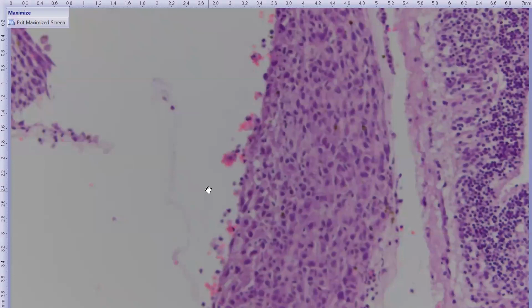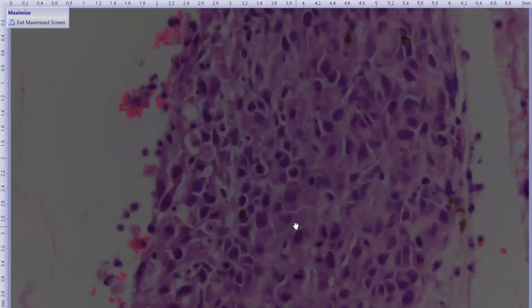Just to look at a few more here. So their morphology is pretty repeatable. In this area, some of them might be caught in a more cross section, so they're looking more round to polygonal than spindle shaped.